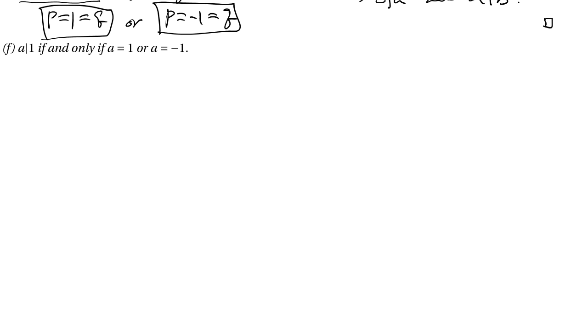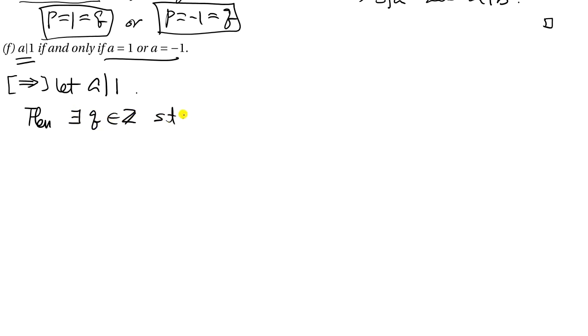Next one, same thing, right? So let me give you this one. Let A be a divisor of 1. That means there is an integer Q satisfying that 1 equals Q times A, in that order. Just keep that.